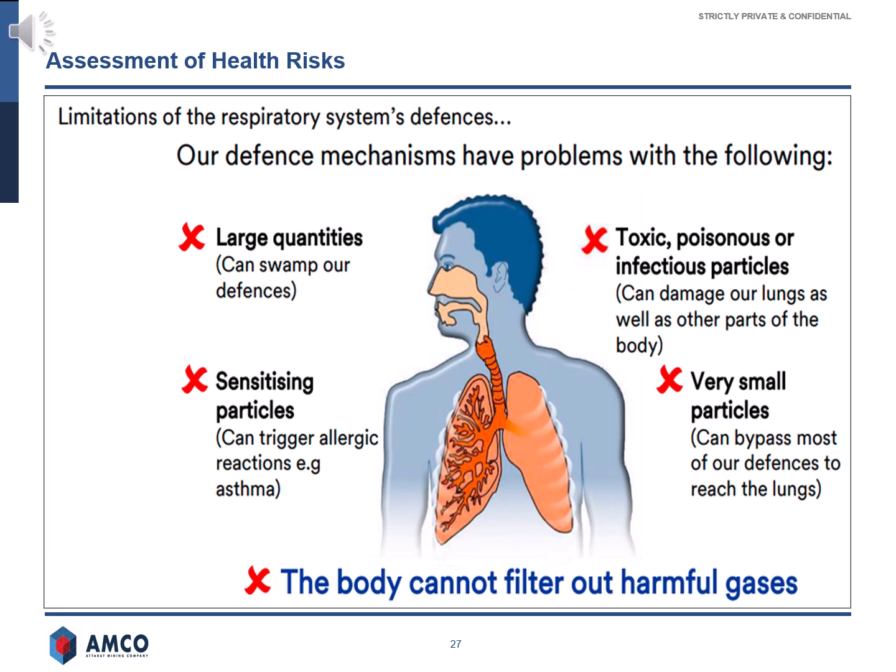While the respiratory system has several defense mechanisms, it also has limitations. Large quantities can swamp our defenses. Toxic, poisonous, or infectious particles can damage our lungs as well as other parts of the body. Sensitising particles can trigger allergic reactions like asthma. Very small particles can bypass most of our defenses to reach the lungs. The body cannot filter out harmful gases.